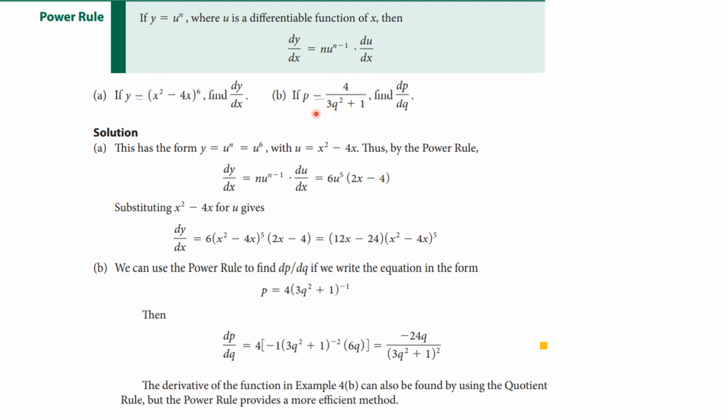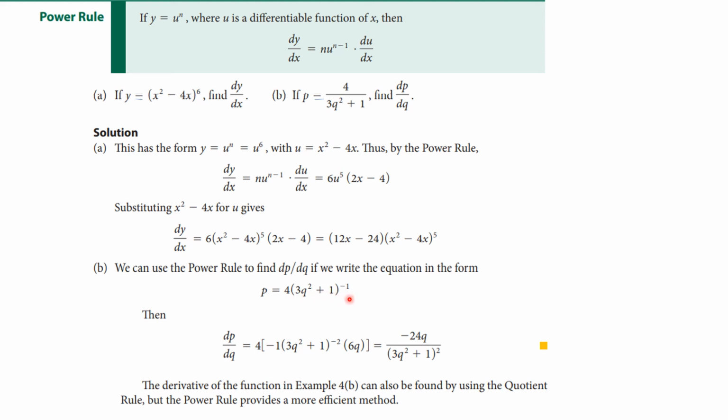Now let's go to the second example. Here p is equal to 4 by 3q square plus 1. We have to find dp by dq. So now we can use the power rule. We write this equation as p is equal to 4 times 3q square plus 1 to the power minus 1. Then we find the derivative dp by dq is equal to 4, the constant number, times the derivative of this one.